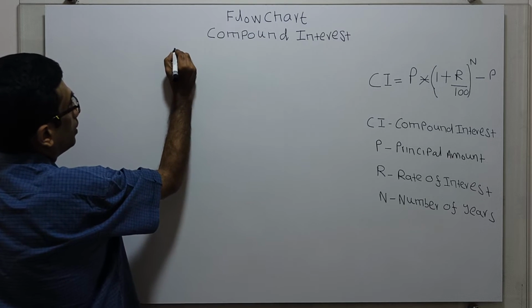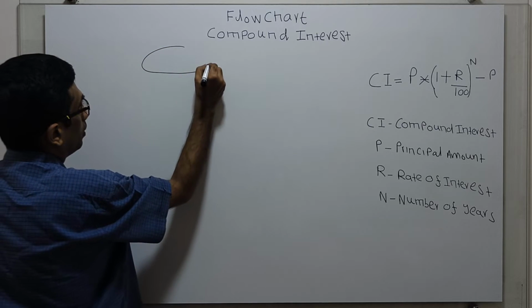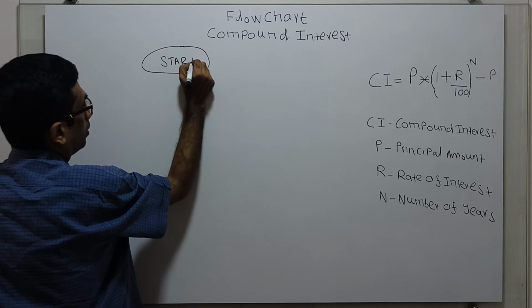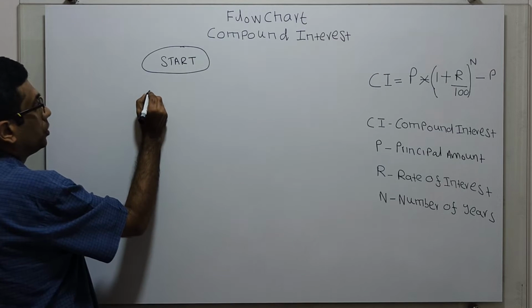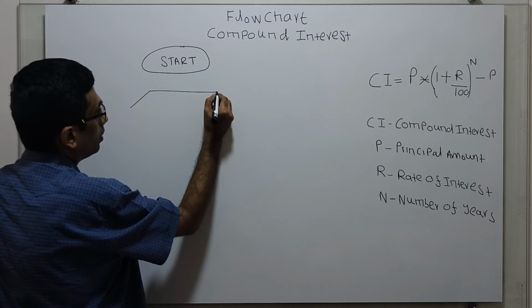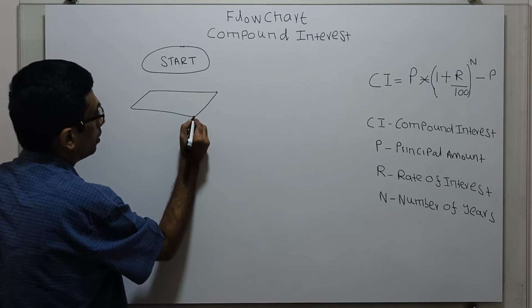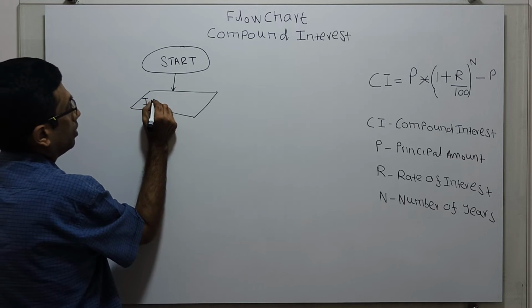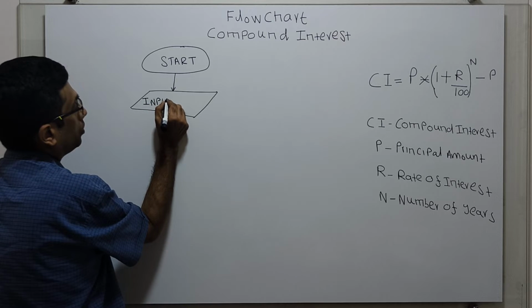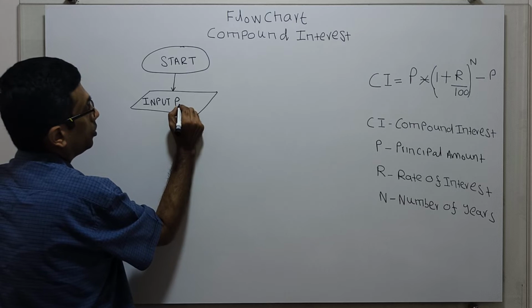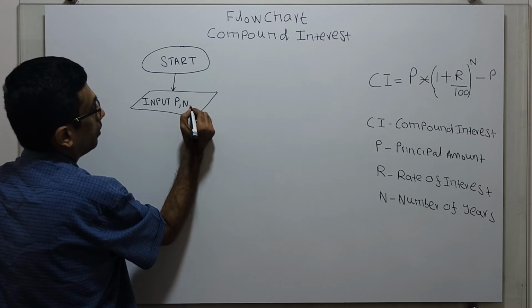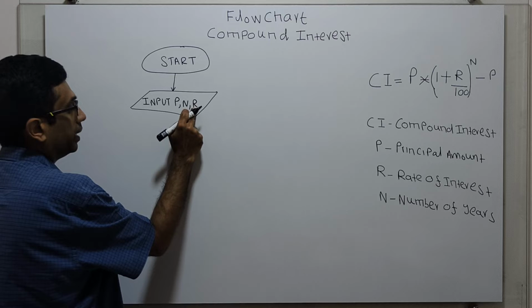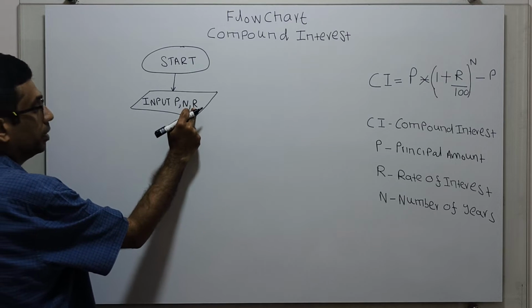This is the logical start of the flowchart. I am obtaining 3 inputs from the user. That is, input P for the principal amount, N for the number of years, R for the rate of interest. Principal amount, number of years, rate of interest. I am obtaining an input from the user.